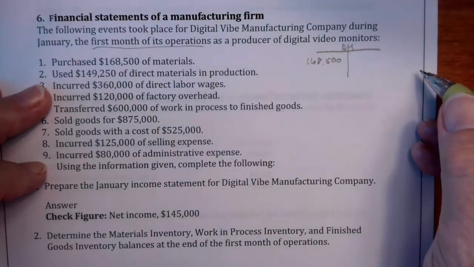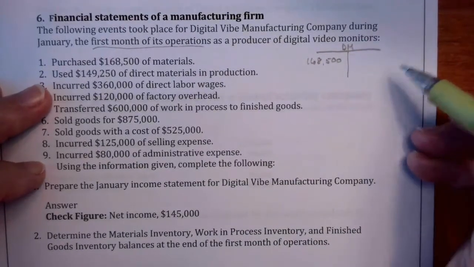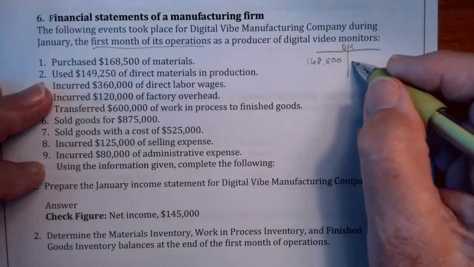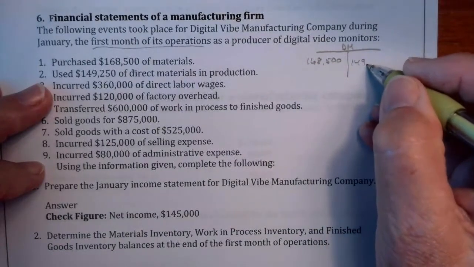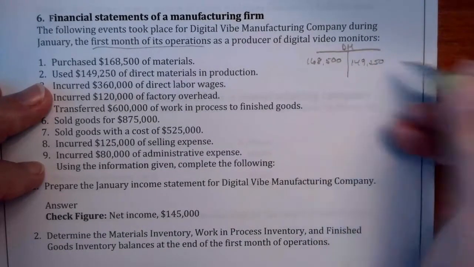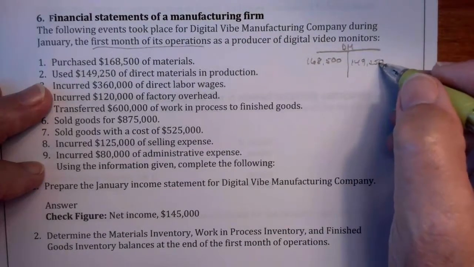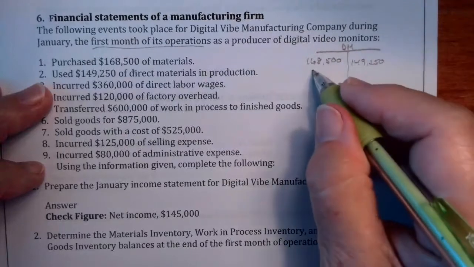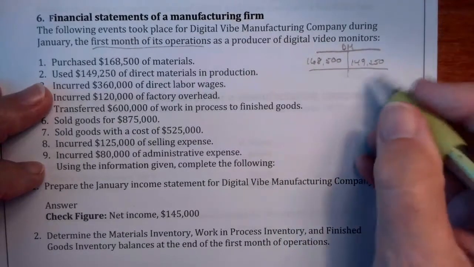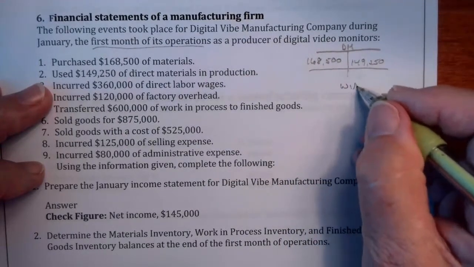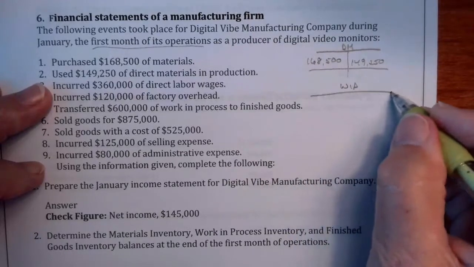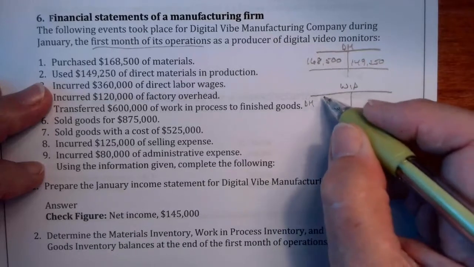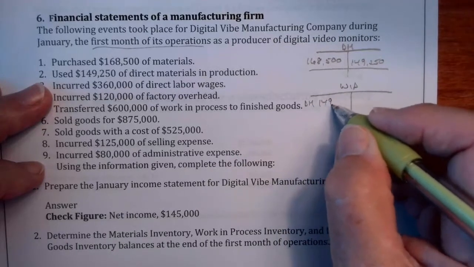Okay, and they used $149,250 that went into production. So it's going to come out of direct materials, and it's going to go into work in process. I have to have a balance here. So I'm going to put a little label here, direct materials, $149,250.